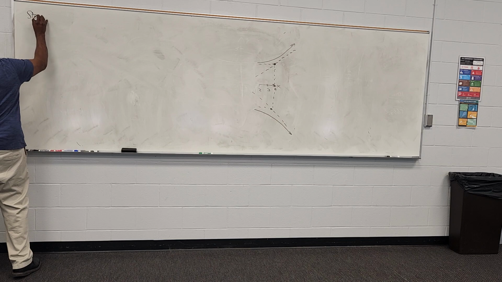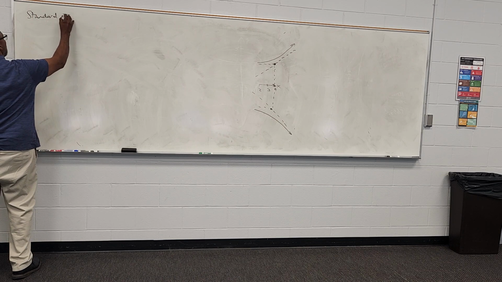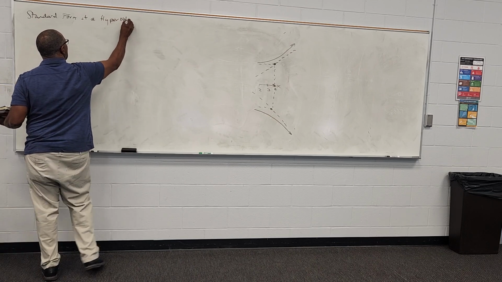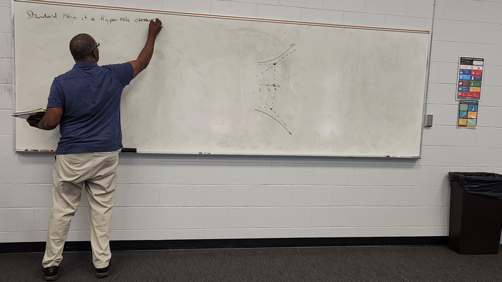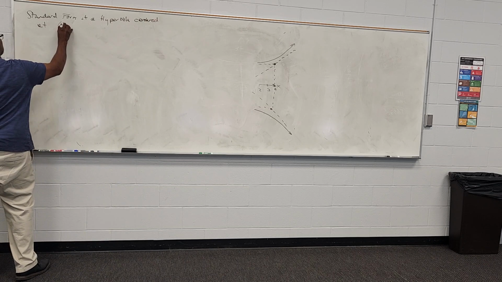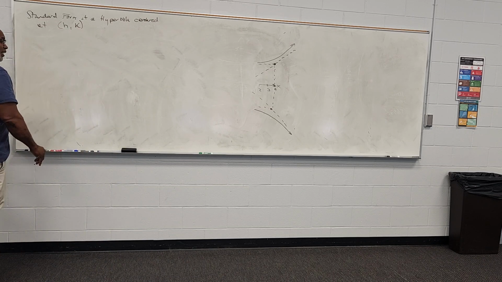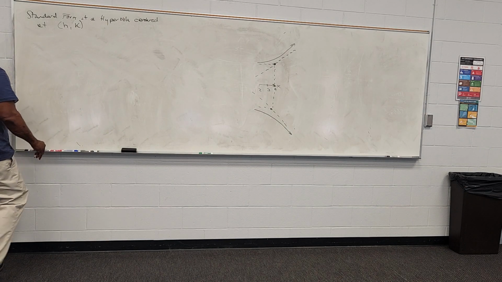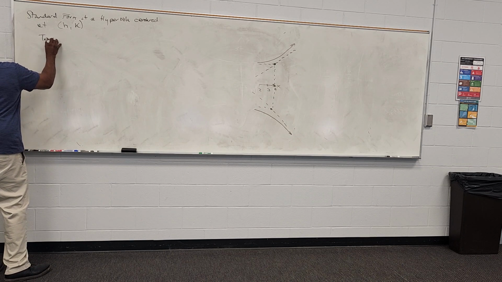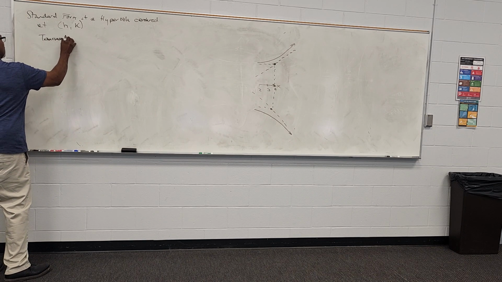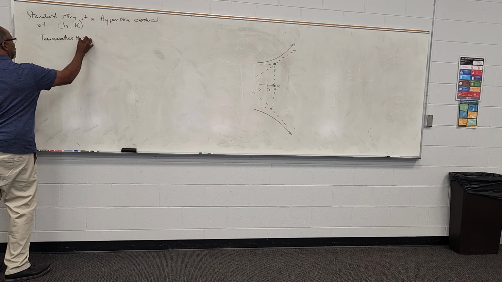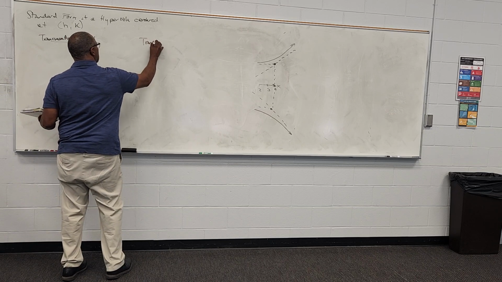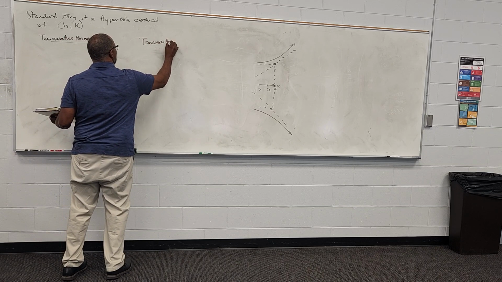Standard form of a hyperbola centered at some h comma k. Again, now we're assuming that the center of the hyperbola is no longer at the origin. And again, there's going to be two situations. One situation is the transverse axis horizontal. The second situation is the transverse axis vertical.